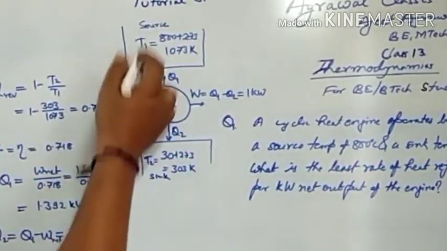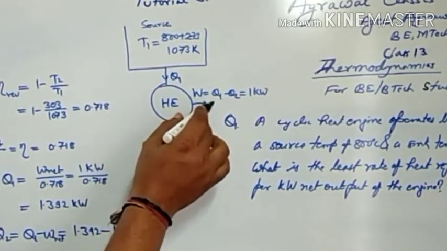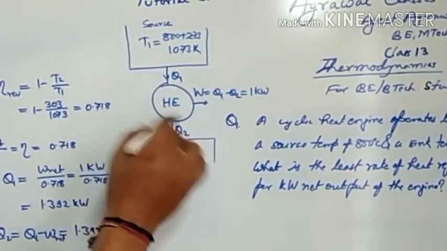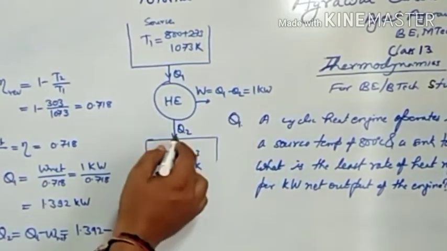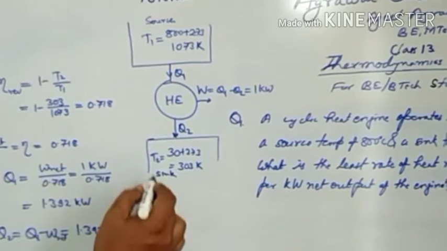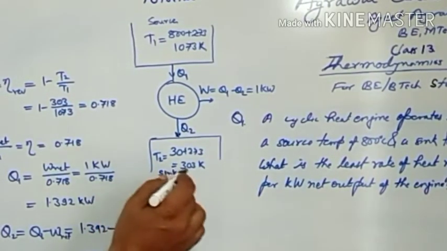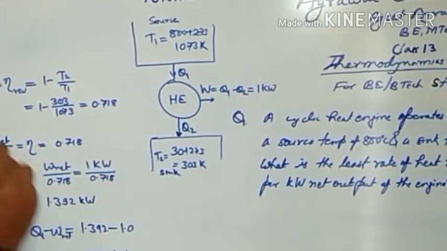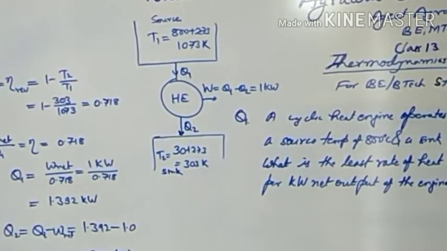So here we are considering this heat engine taking Q1 amount of heat and producing net amount of work done as Q1 minus Q2, and that is given as 1 kilowatt. And for that, how much heat is rejected? Q2 at temperature T2, that is 30 degrees centigrade, and is equivalent to 303 Kelvin. So for the maximum efficiency, we are considering the reversible cycle.